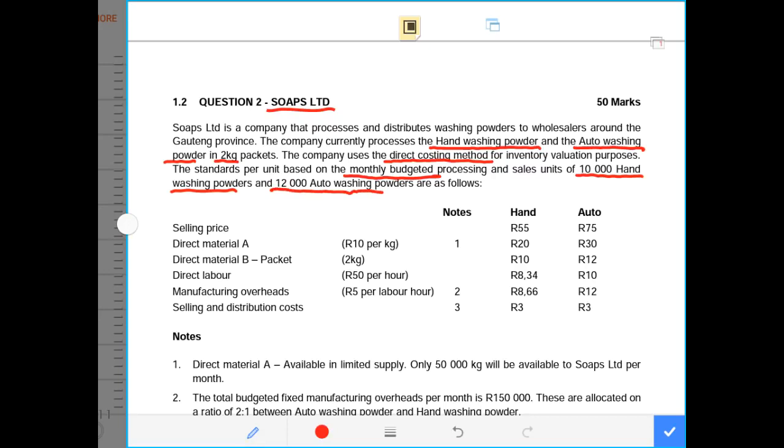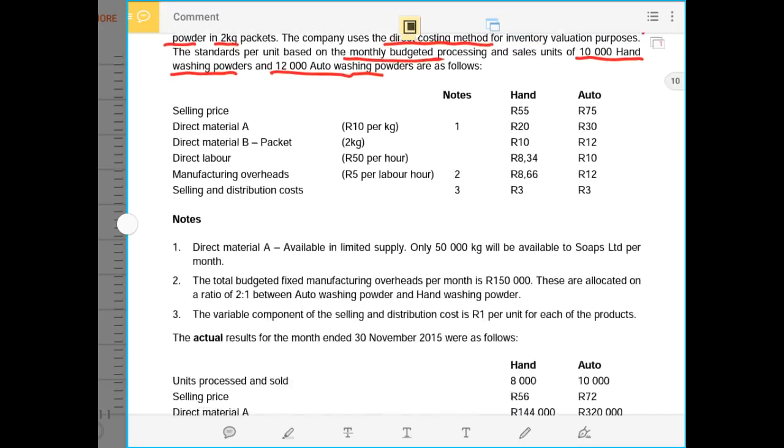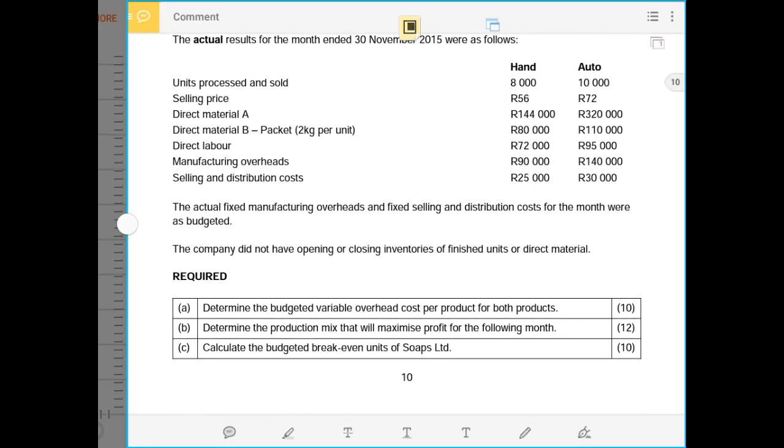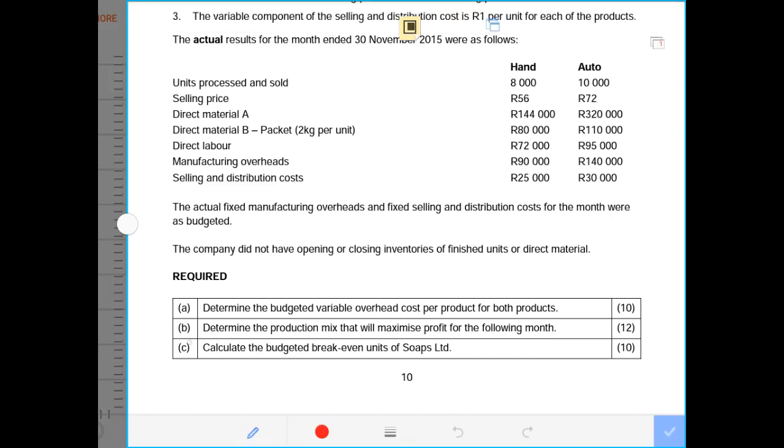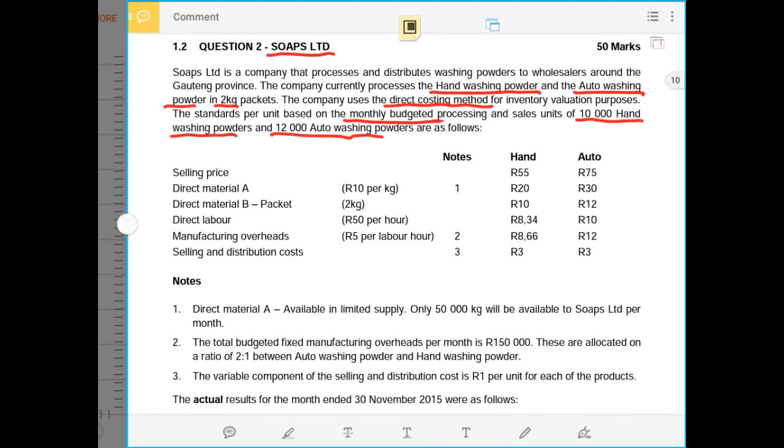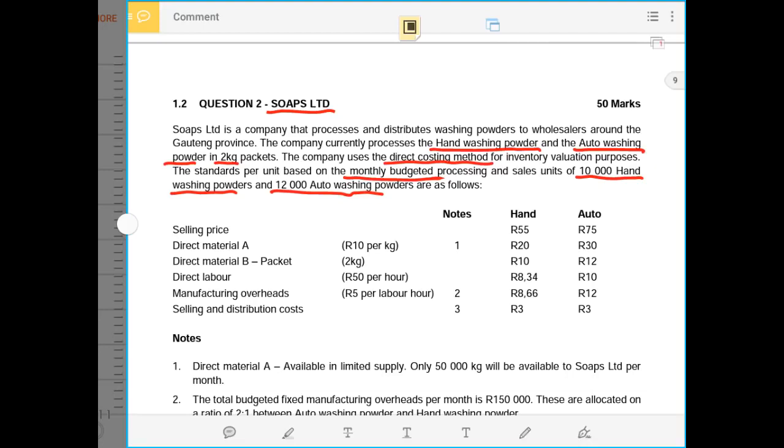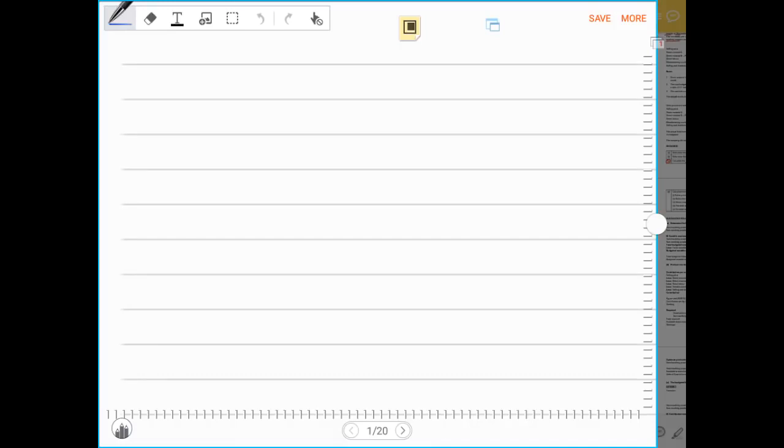So they have these two budgeted units, and the minute you have budgeted information and you already know in the requirements that you are to calculate perhaps a break-even point, it becomes very important for us to calculate the production mix or the product mix. So let us check if we are required to calculate any break-even point. Yes, under number C, we are required to calculate the budgeted break-even point in units. So now it means we definitely need to calculate what we call the production or the product mix. So that will be the first workings that I will start with.